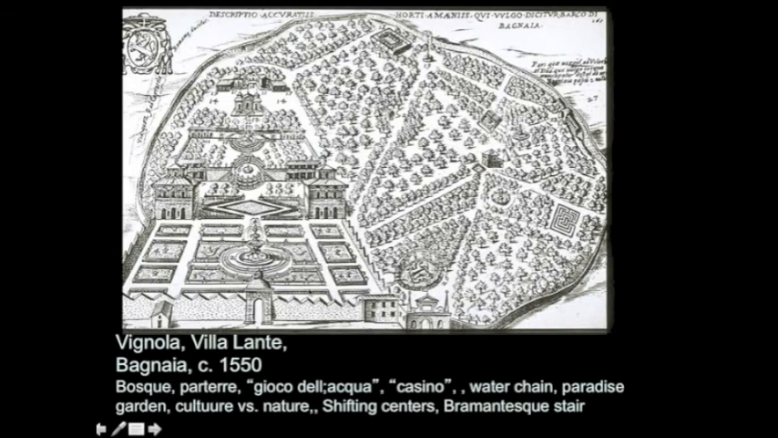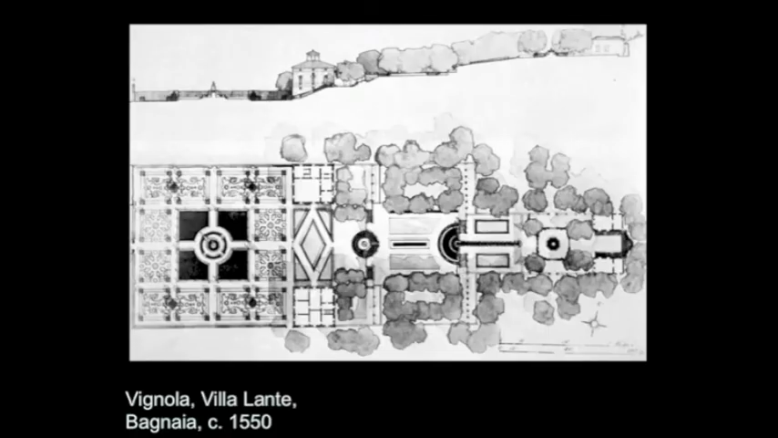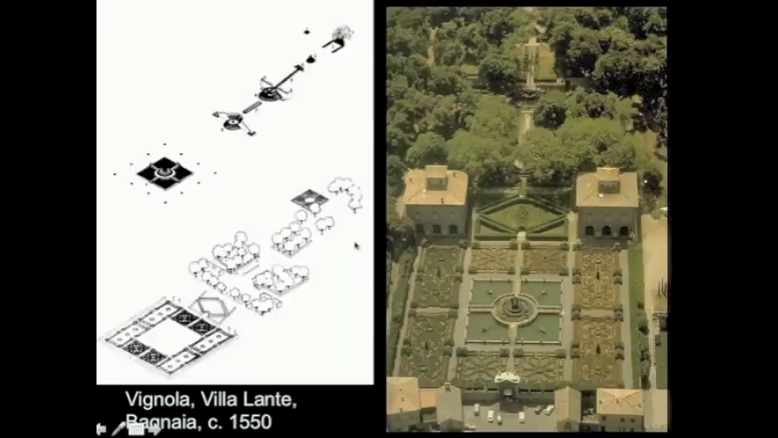Paradise Garden, we know what that is. Nature versus culture, shifting centers, and the Bramantesque stair. When we looked at the Belvedere, we saw this moment where there was a stair that was organized around a circular landing, but instead of allowing the circle to seem like a point of repose, it was pulling in both directions. Concave moving down, convex moving up, so that you felt a kind of tug of war on the space. This is a section showing you that you start low and you move high, and we'll come back to this again. This, I think, shows you what you're looking at and also clarifies it.